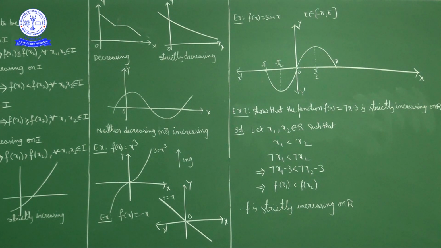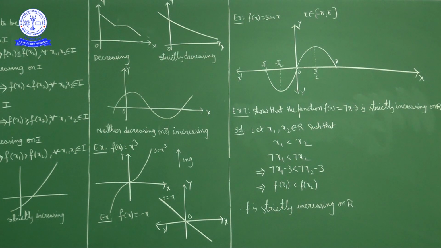Now if you observe carefully, from -pi/2 to +pi/2, sin x is an increasing function. From pi/2 to pi, it is a decreasing function. From -pi to -pi/2 is also a decreasing function. So f of x equal to sin x is increasing in -pi/2 to +pi/2, and decreasing in -pi to -pi/2 and pi/2 to pi.